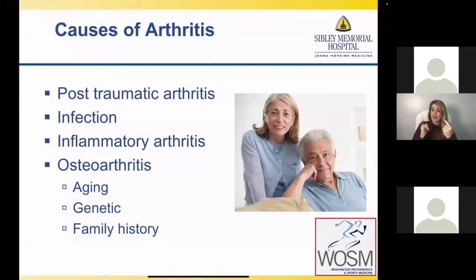There are inflammatory arthritis that are not uncommon, things like rheumatoid arthritis, psoriatic arthritis, lupus arthritis, and there's a whole slew of autoimmune inflammatory arthritises. And the most common by far arthritis that we see is osteoarthritis, or routine wear and tear arthritis, which is really from aging, and usually there's a genetic component to it as well.